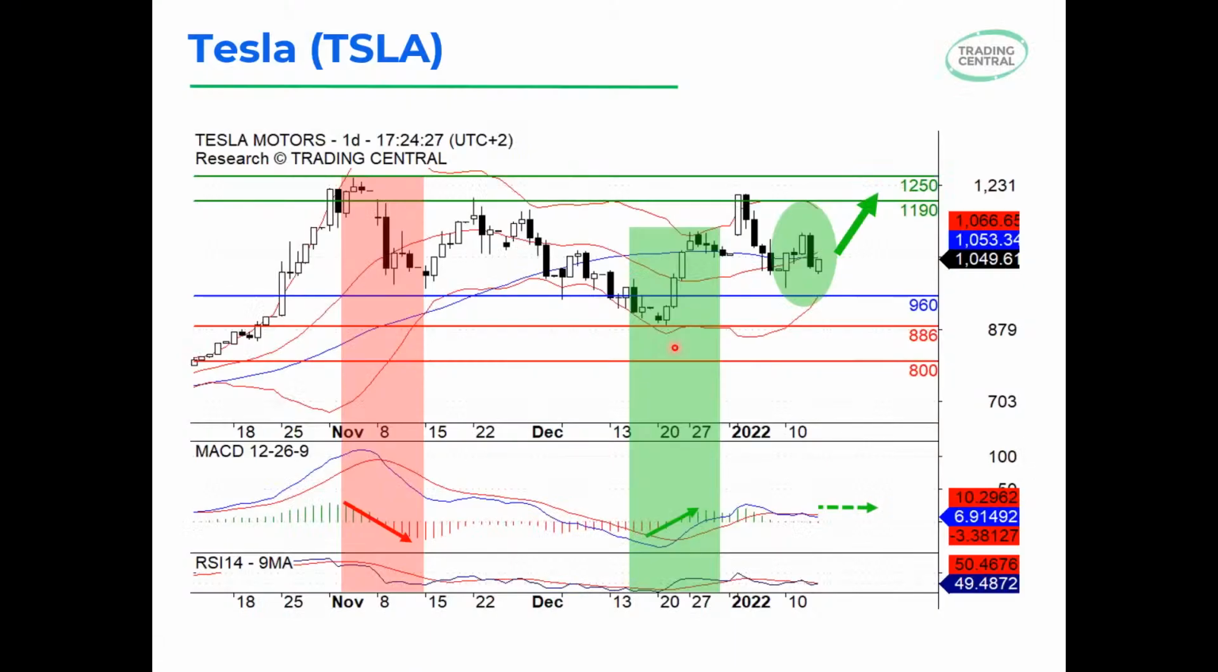Okay, thank you very much, Dominica. So we are going to check out more stocks, shall we?